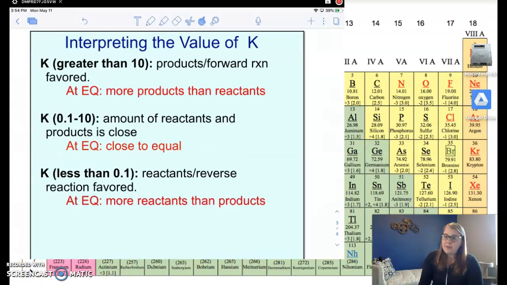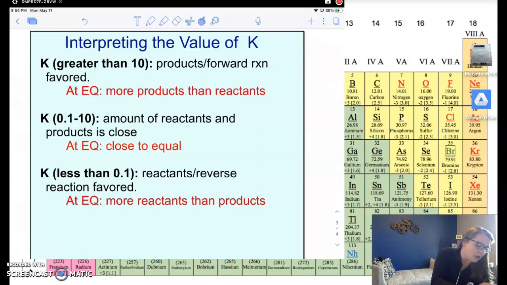So essentially when you calculate K, the equilibrium constant of a particular reaction, you're going to get a number. And once you have that number, you can look at it to help interpret what is favored. So these are very rough guidelines. I want to be clear about that. There's not like a hard scale on how this goes.